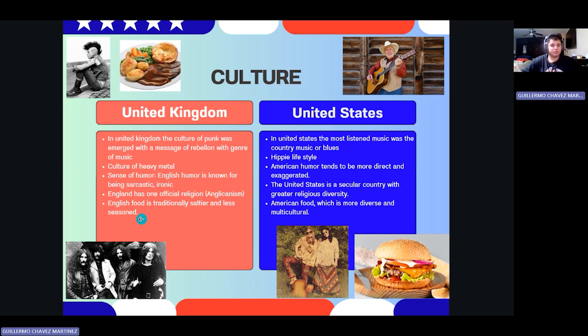And English food is traditionally saltier and less seasoned, and American food is more diverse and multicultural.